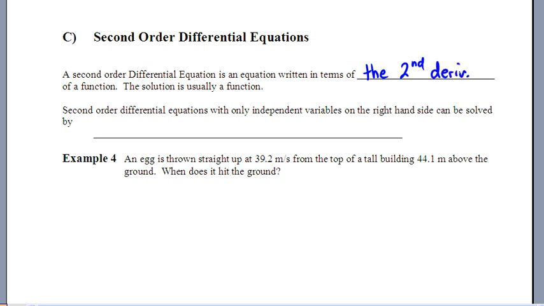And the solution is a whole other equation. You're given this equation, you're told to solve it, and you're going to come up with another equation. If you're lucky, and you've only got independent variables on the right-hand side, which doesn't happen all the time and won't happen in the next lesson, you can solve it just by integrating twice.